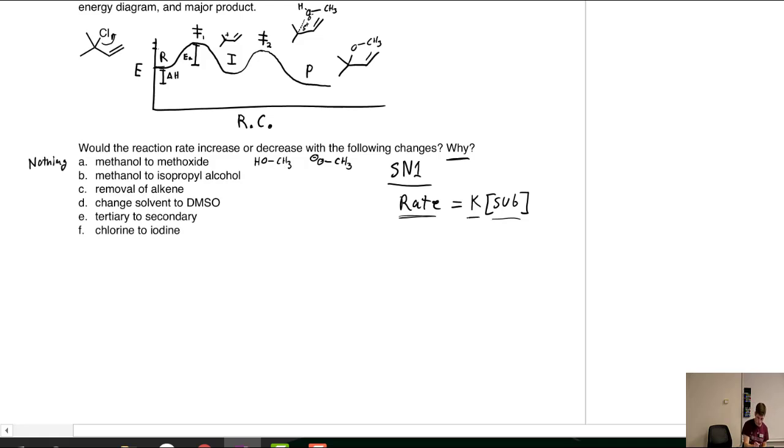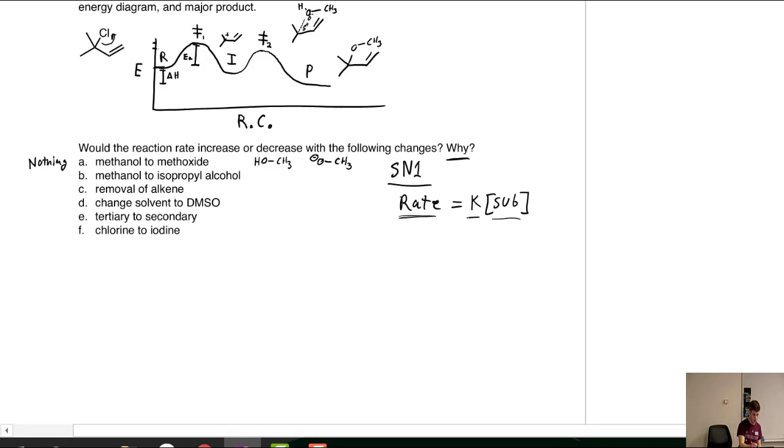And just for those wondering, this did have a typo. This should also say increase, decrease, or no change. So we said nothing, and the reason is that the nucleophile does not occur in the rate law. So on a test or something, you would write that SN1 reactions are independent of the nucleophile. I'd also write the rate law as well and show that it's not there. Okay, questions on this one?